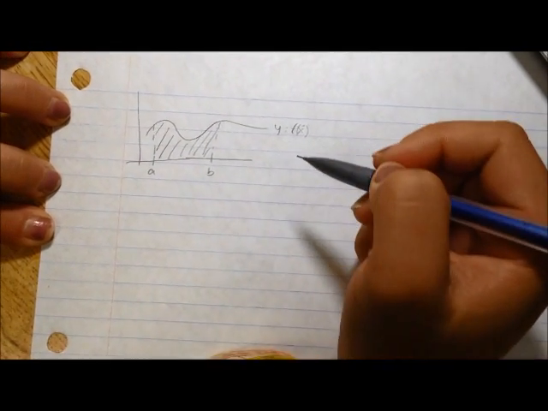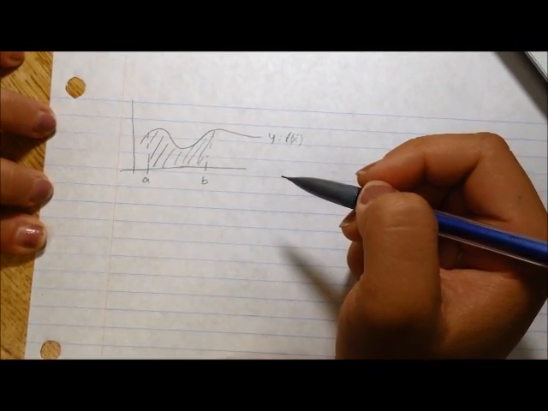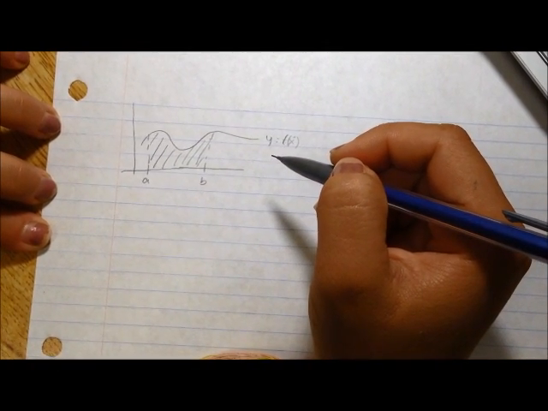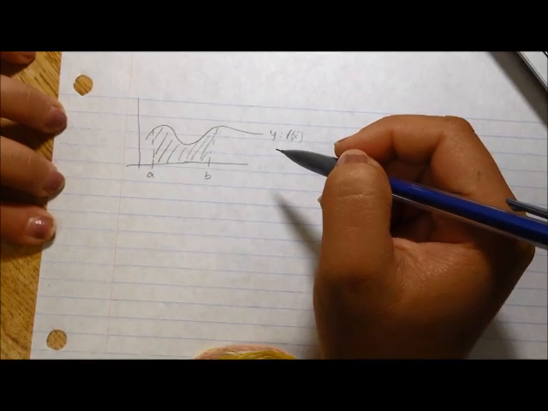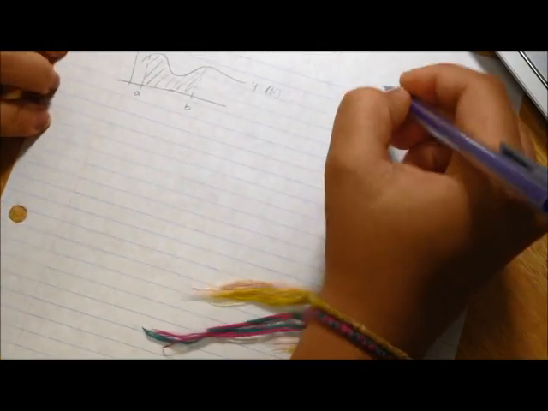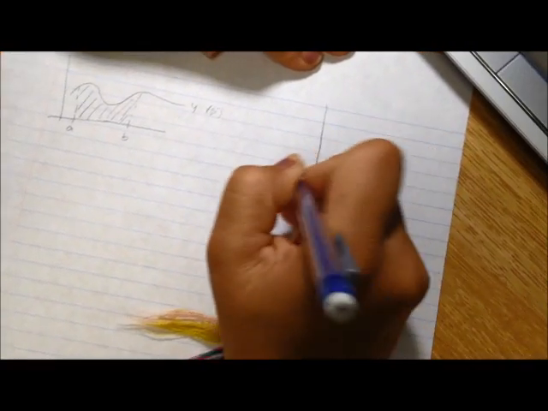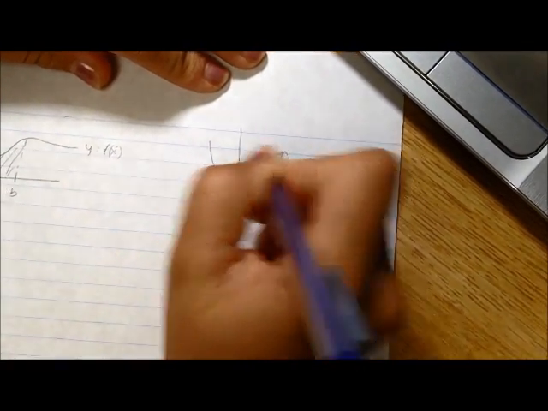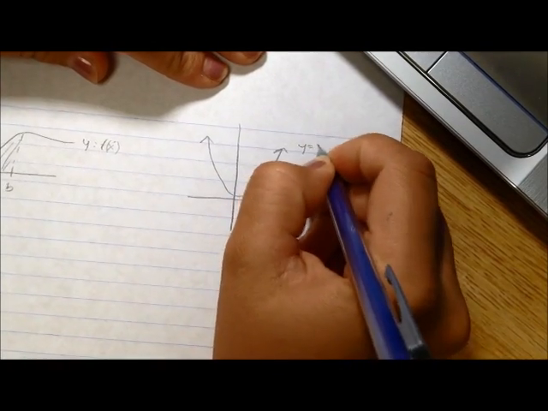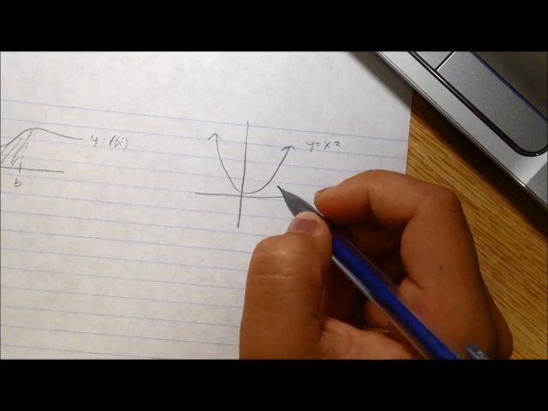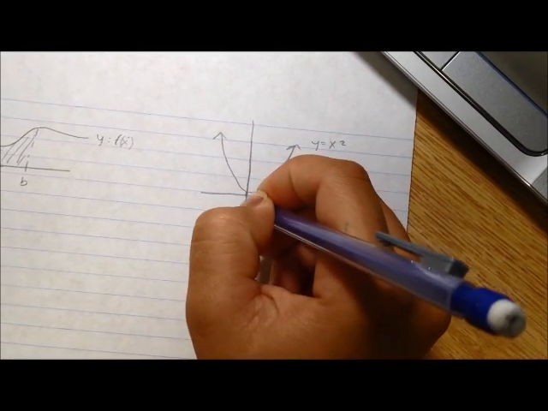In trying to find the exact area, we must begin by using approximations. We will first approximate the region S by using rectangles, since drawing their areas is an easy operation that we are familiar with. Let's do an example, y equals x squared. Our goal is to find the area under the curve over the interval 0 to 5.